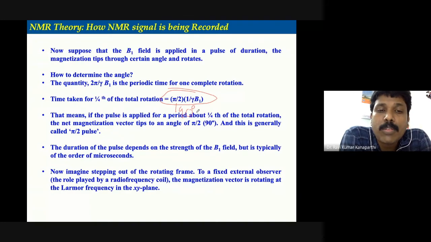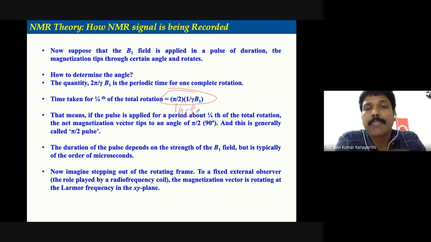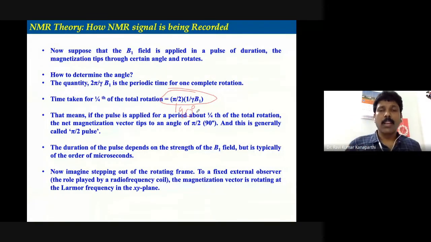Now the question is how you will detect the signal. It doesn't actually explain how a signal will be generated. So I told you the story. What we have learned is that if you apply this RF pulse for a certain amount of time, it will tip to a certain angle. It basically precesses.